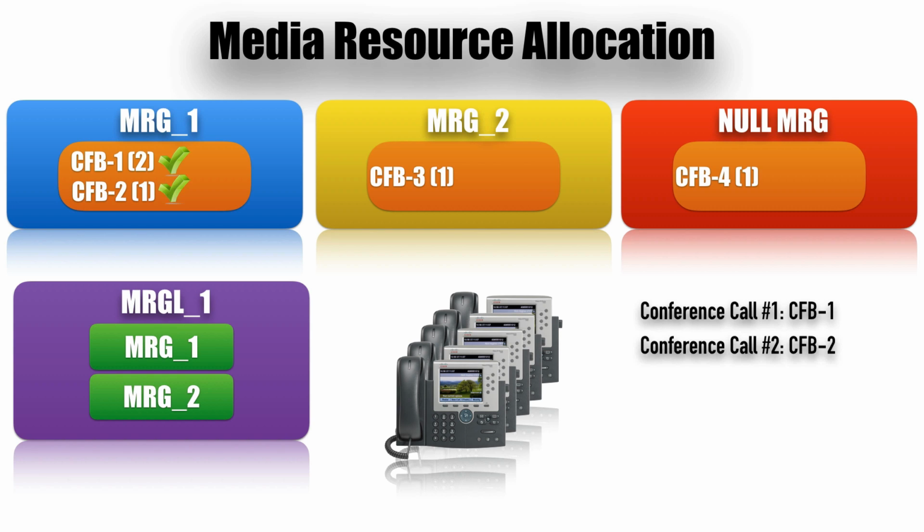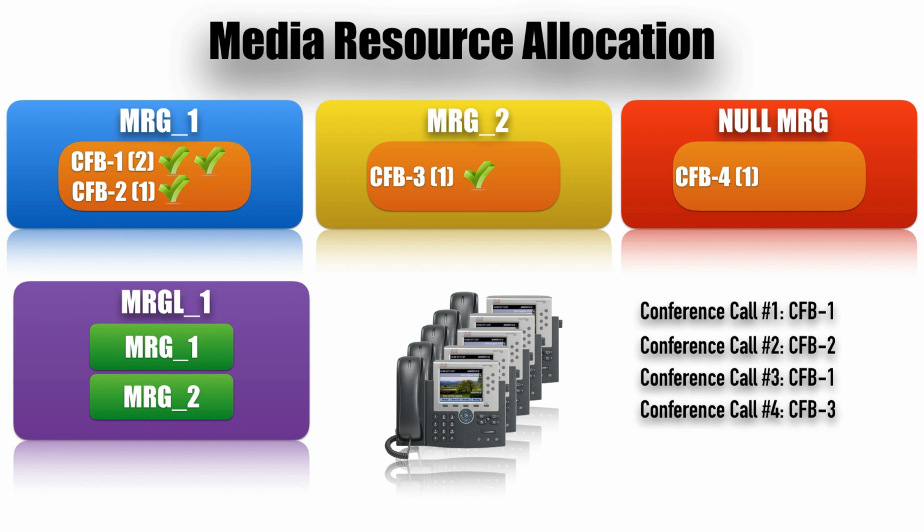What about when the third call comes up? Do we go on to MRG_2 now to do load balancing? No, we don't. We continue to stay in MRG_1. We want to completely exhaust that media resource group before we move on to the next one. So the third conference call is going to use CFB1. Now we have exhausted all of the conference bridge resources in MRG_1, which was listed first in our media resource group list. So when we need to set up a fourth conference call, now we do go down to the next media resource group within our MRGL, and that's going to be Conference Bridge 3.